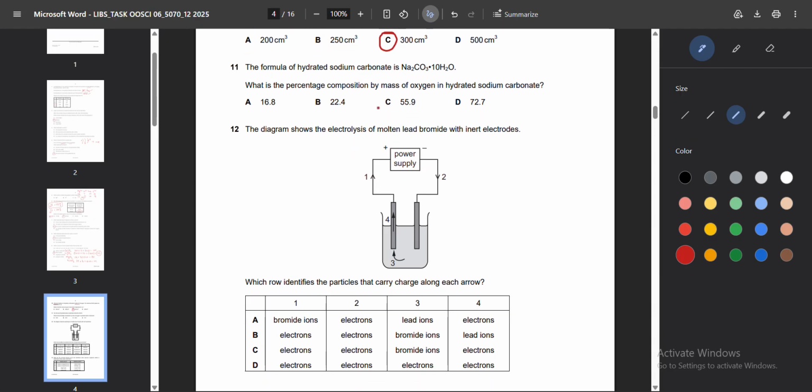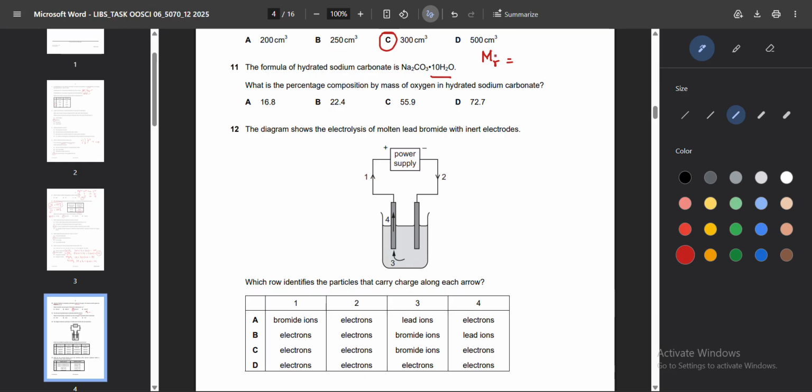The formula of sodium carbonate with 10 molecules of water is given. What is the percentage composition by mass of oxygen in hydrated sodium carbonate? Alright, so we have 10 molecules of water. What is the MR for water?